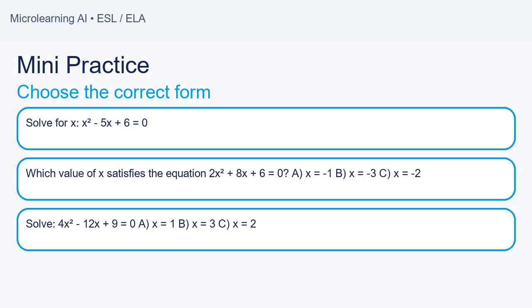3. Solve 4x squared minus 12x plus 9 equals 0. A. x equals 1. B. x equals 3. C. x equals 3 over 2. Answer: C.